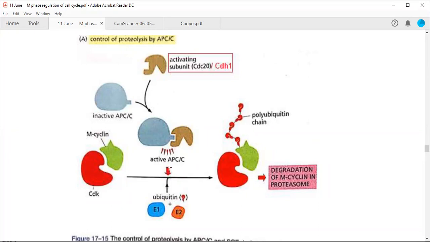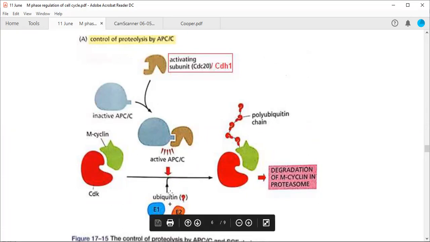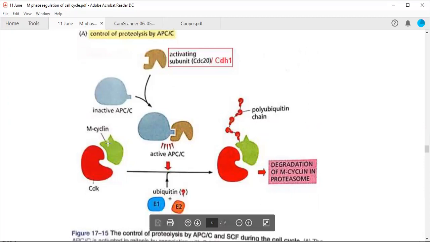Once it is activated, because we know this APC is an E3 ubiquitin ligase, and this E3 ubiquitin ligase is required for the ligation of ubiquitin monomers to the target proteins. Now see, this is your CDK cyclin complex. Suppose this is CDK1, this is M cyclin, also called cyclin B. So this cyclin B of M phase should be degraded so that CDK can be inactivated. So you need to ubiquitinylate this particular cyclin B so that it can be degraded.